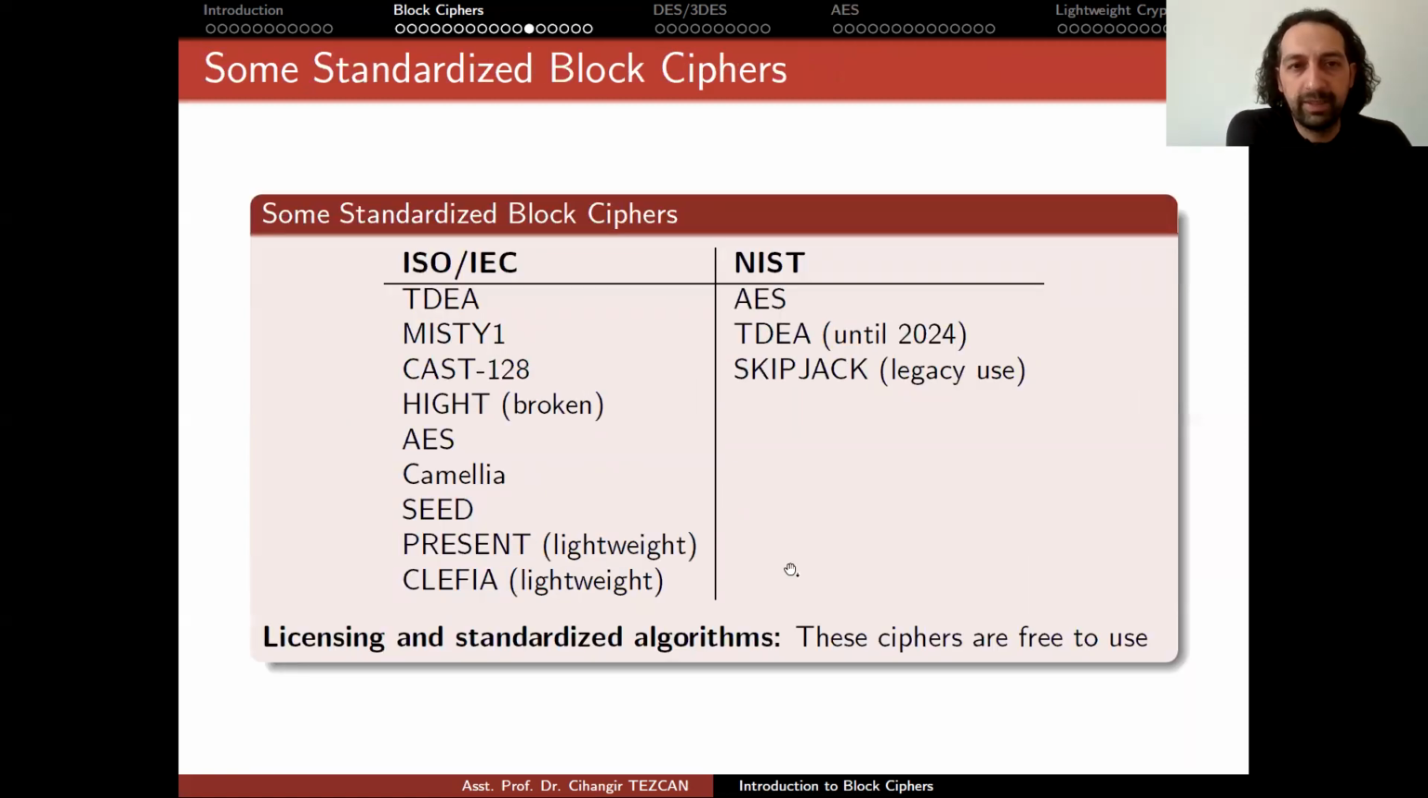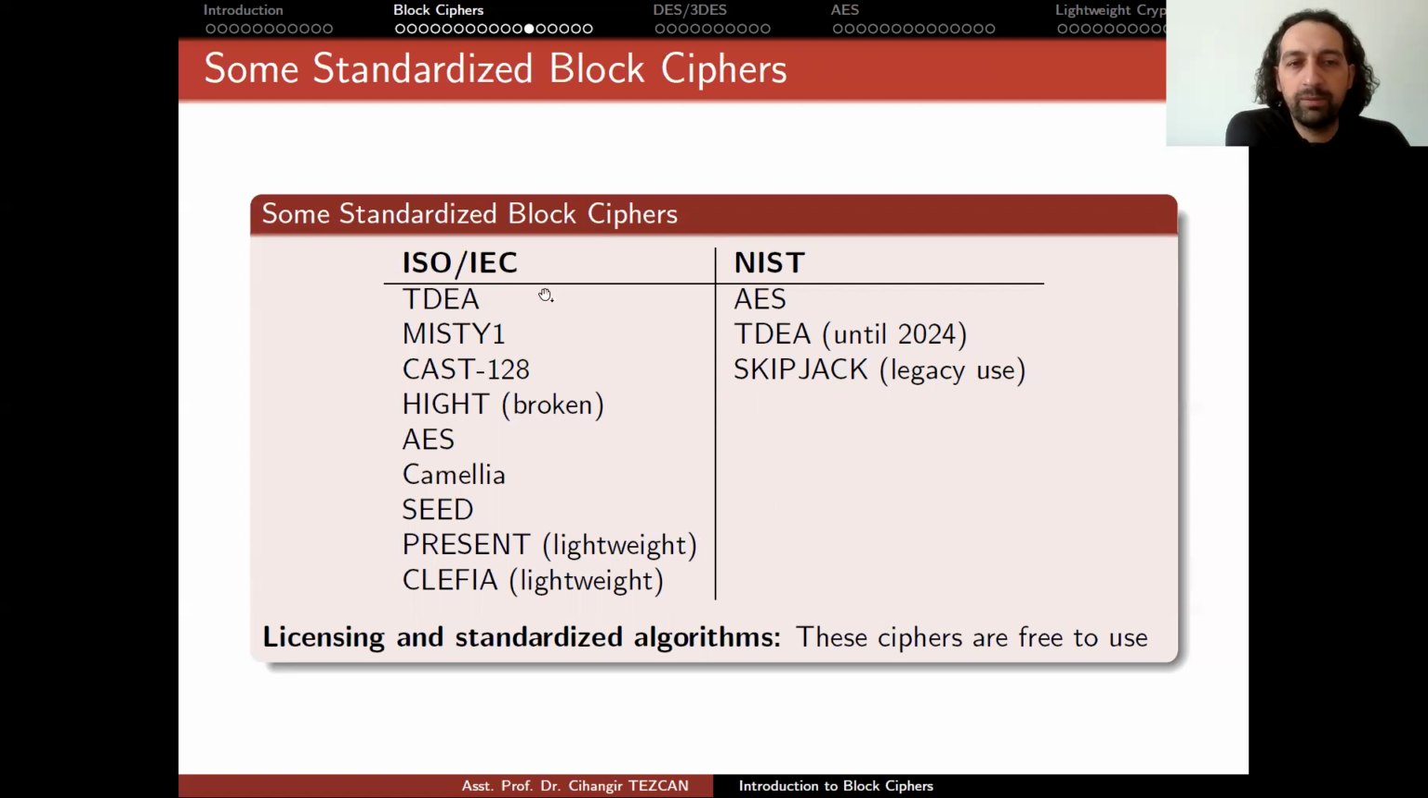Let's look at some of the standardized block ciphers. For NIST, currently we have only AES, the Advanced Encryption Standard, which most probably will be a standard for a very long time. The Triple DES algorithm is also referred to as the Triple Data Encryption Algorithm. Triple DES is valid as a NIST standard until 2024, so there are only a few years left to use it. Skipjack is no longer supported because it has an 80-bit secret key, and NIST doesn't allow a security level less than 112 bits. So Skipjack is a standard only for legacy use.